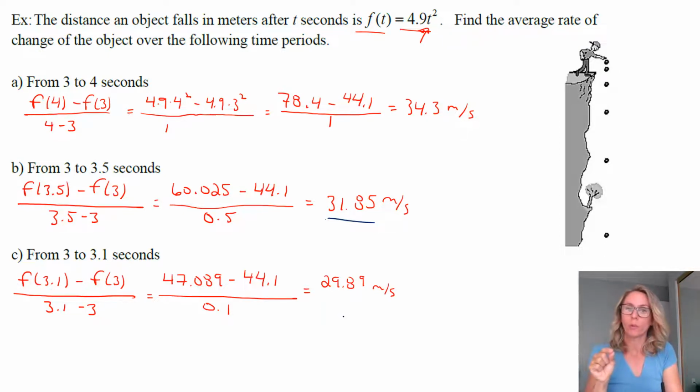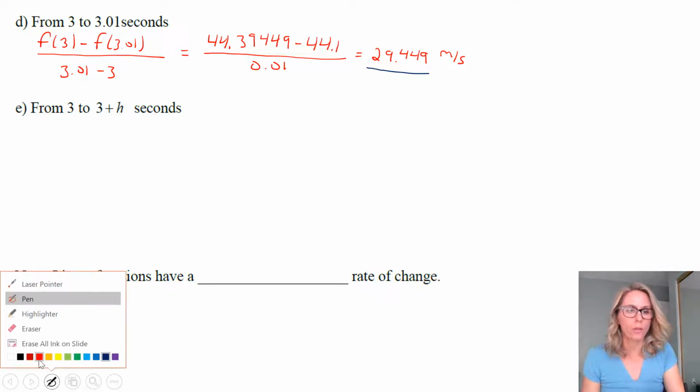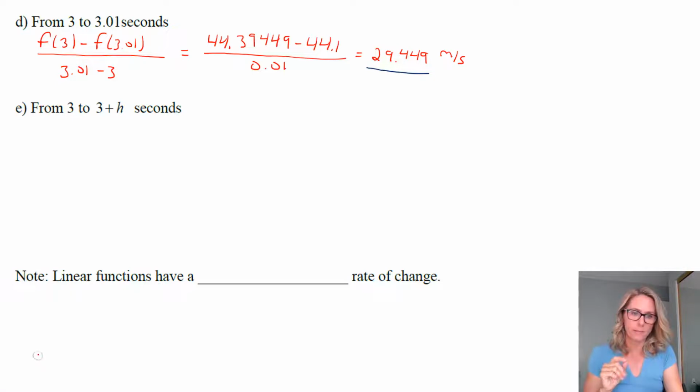When we do 3 to 3.1 seconds, we're at 29.89. So notice that the difference is getting smaller between them. When we look at D, it's 29.449. So again, the difference is getting smaller and smaller and smaller. Okay, and there's a reason for that. What it really means is that we're closing in on the true rate of change at 3 seconds. That's the bigger idea. We're going to do one more.